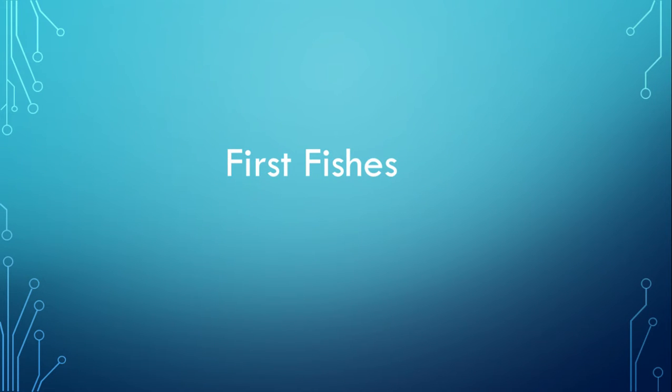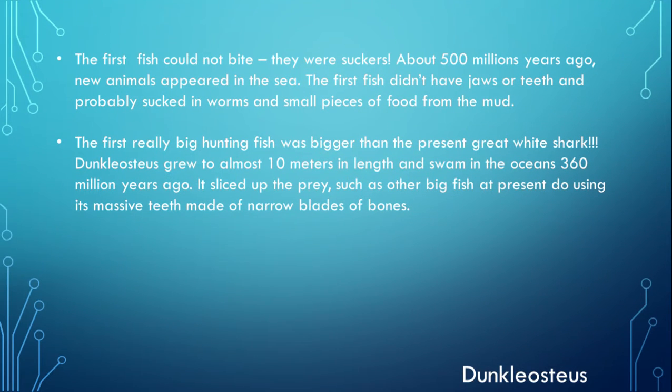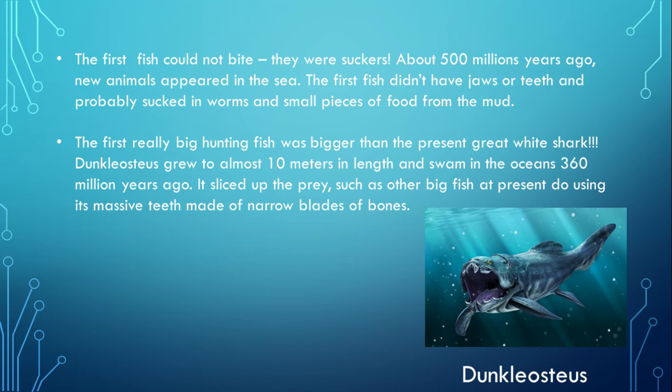Next, we are going to talk about the first fish. The first fish could not bite, and they were suckers. About 500 million years ago, new animals appeared in the sea. The first fish didn't have jaws or teeth and probably sucked in worms and small pieces of food from the mud. The first really big hunting fish was bigger than the present great white shark.